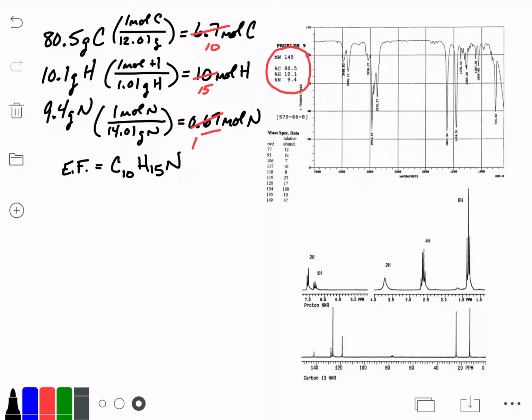So our empirical formula is C10H15N. We're also given in this particular problem the molecular weight, 149. And if we add up all the pieces here, 10 carbons, it's about 120, plus another 15 for hydrogen, 135, plus another 14 for nitrogen, that is our 149. So we know this is actually, in addition to being our empirical formula, this is also our molecular formula. So we know now that our problem is C10H15N.